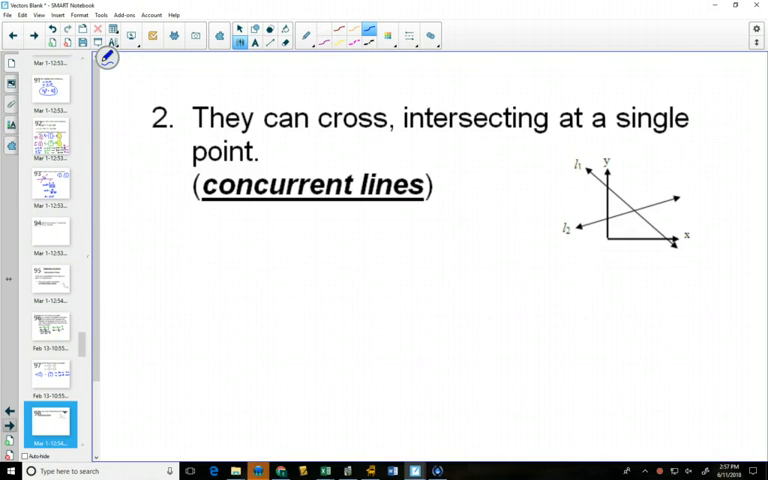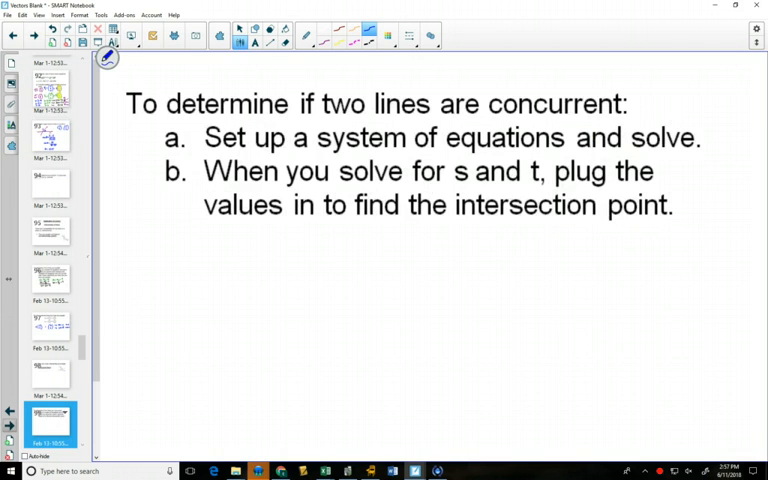Concurrent lines mean the 2 lines cross, and that single point where they cross will be the solution. So if you want to determine if their 2 lines are concurrent, you can set up your systems of equations. When you solve for s and t, just like we did in our example before, where we had our parametric equations, one with s, one with t, you will get a unique value for s and t. You can plug that point in and find out where they intersect.